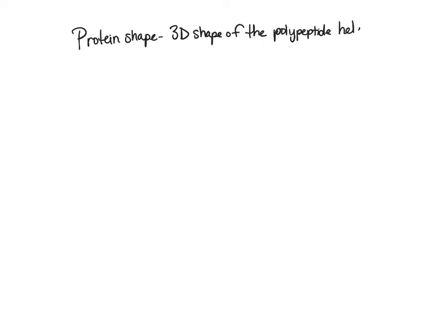Now, when we talk about polypeptides, we have already mentioned that the protein shape is going to depend on these interactions. And so if we're talking about the protein shape, we're talking about our 3D shape of the polypeptide, held by interactions between the R groups.